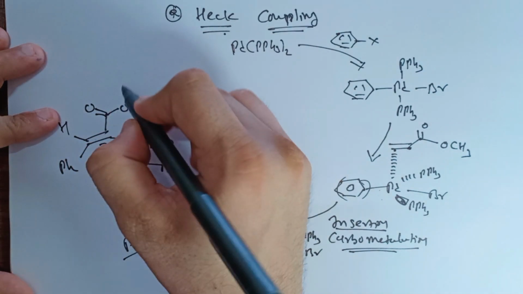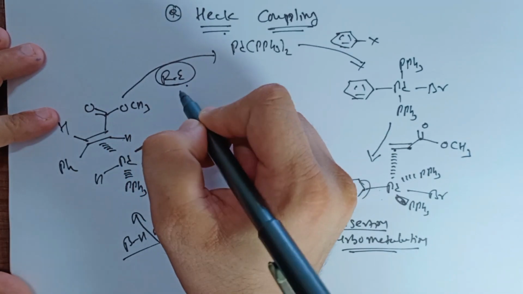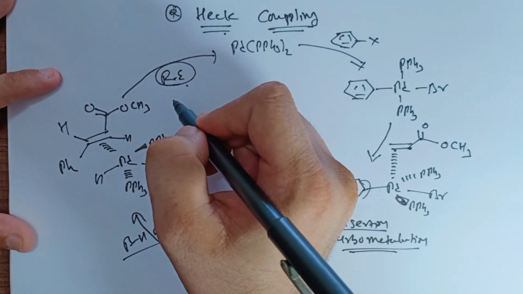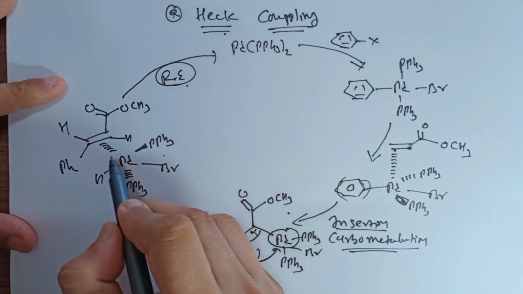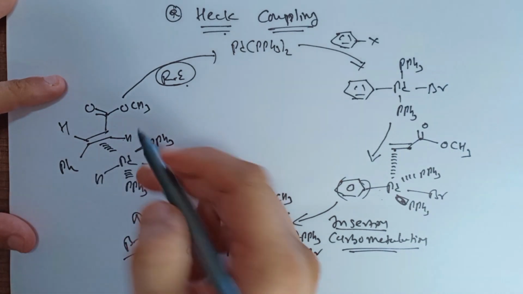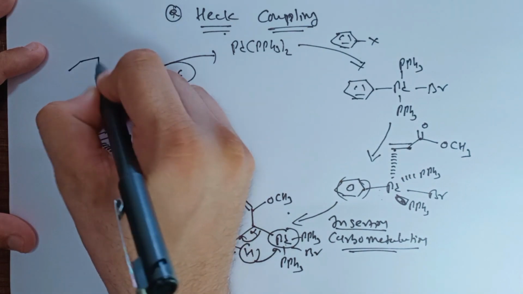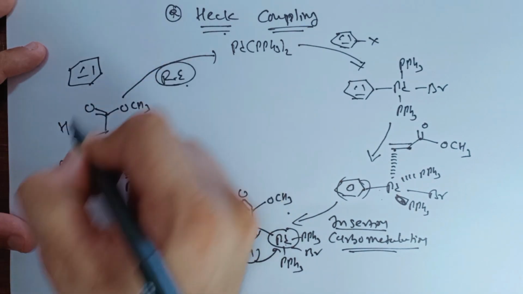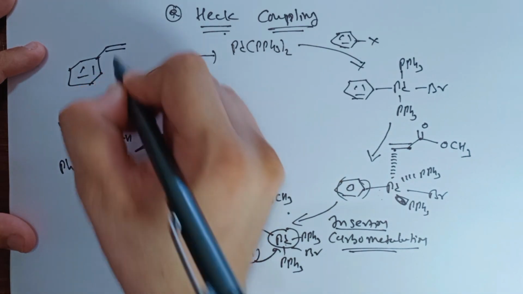Now in the last step, the reductive elimination will take place. By the help of the reductive elimination reaction, this whole group will be removed. So now in the end product, let's say I am writing from here, here we are having a phenyl group. Now this phenyl group is attached with the double bond from here.